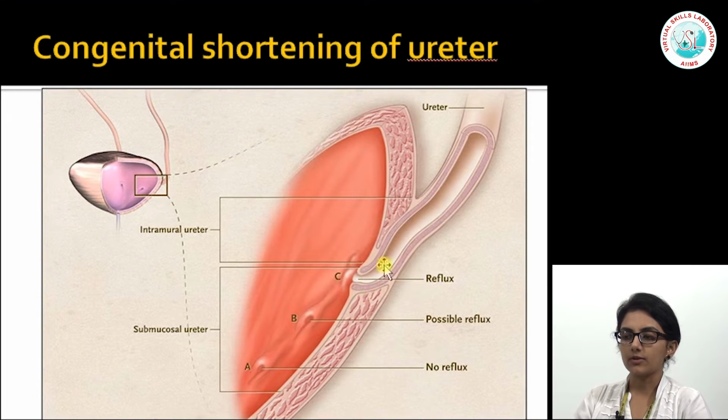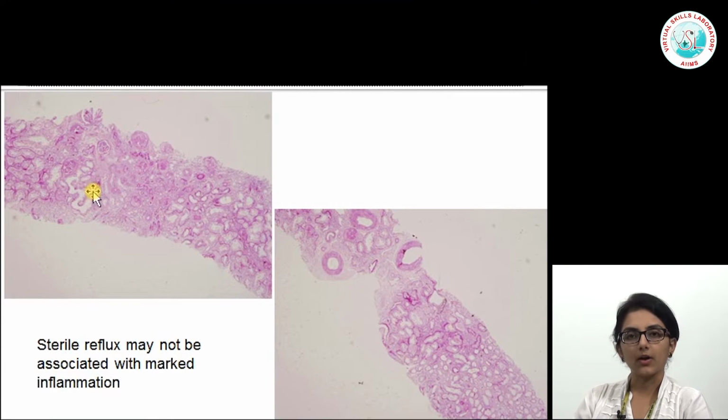In the situation where the ureter is shorter and has a shorter intramural course, like in situation B here, there would remain a possibility of reflux. And in the situation shown in C here, where there's a very short intramural component of the ureter, reflux would most likely happen. And this is what a biopsy of a patient with reflux nephropathy looks like.